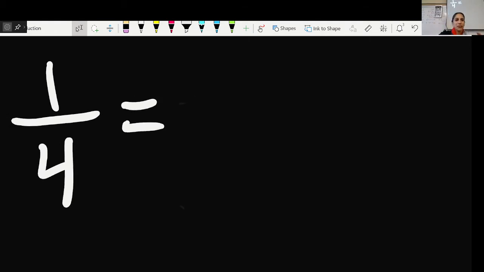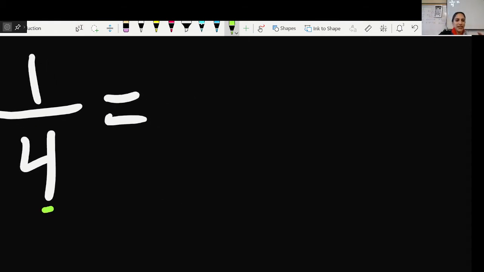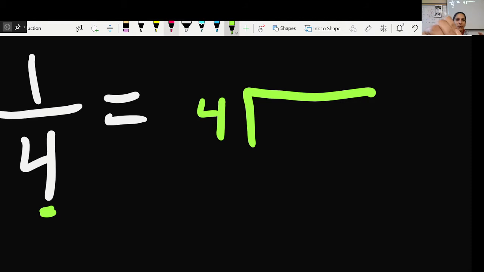How we would get that 0.25 is we take this number at the bottom and we are going to write it outside, and we're going to take this top number, the numerator, and we're going to put that on the inside in our division statement. The thing is, 4 doesn't go into 1, right? So what can I do in order to be able to work with this? Instead of 1, what can I do there?